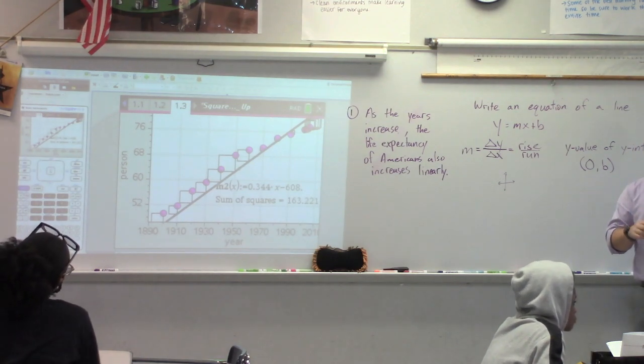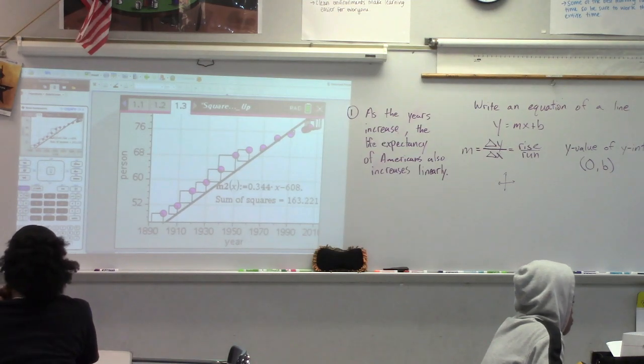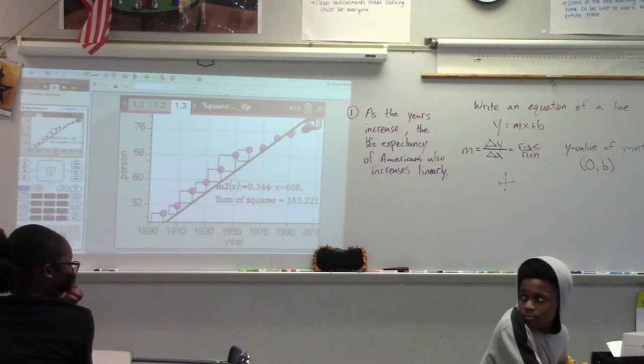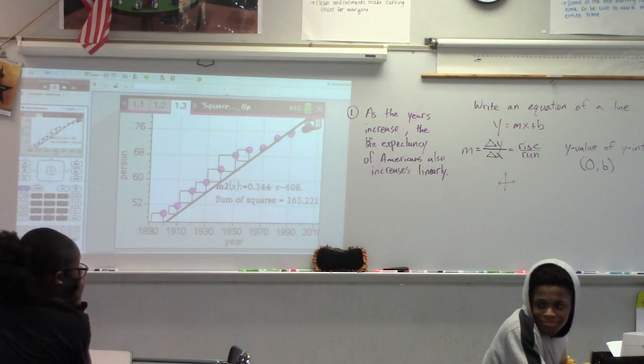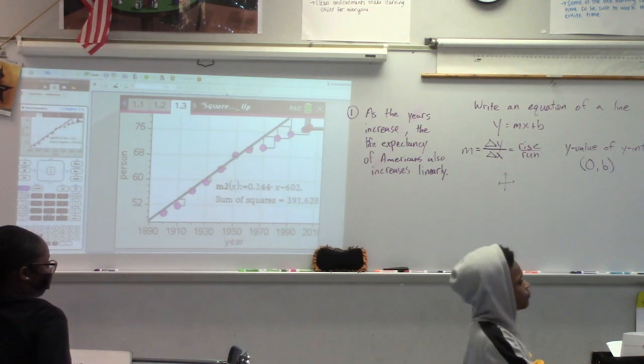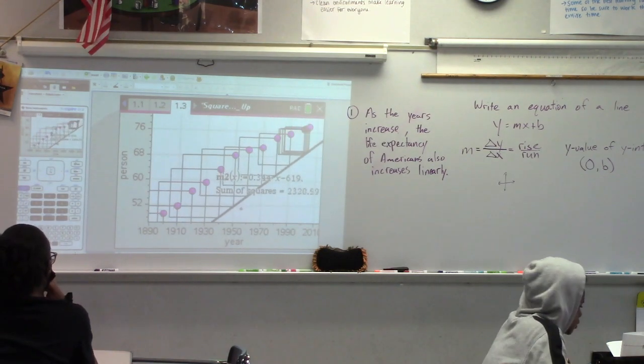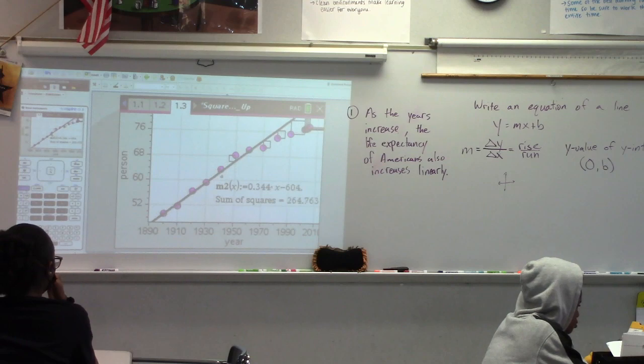So if I put my cursor in the middle of that line, I can hold the control button or the touchpad down, and now I can move that line up and down. See how I can move my line up and down? That's from the middle of the line.